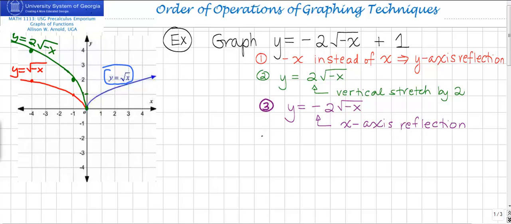So I'll graph this in purple. Okay, now we already have 2 square roots of negative x, so the ordered pair 0, 0 keeps staying the same because everything's 0. 1, 2 would become 1, negative 2. Negative 4, 4 would become negative 4, negative 4. And my graph would reflect about the x-axis.